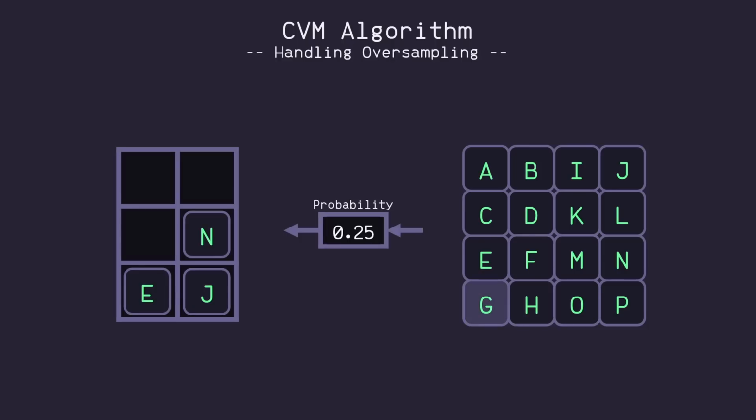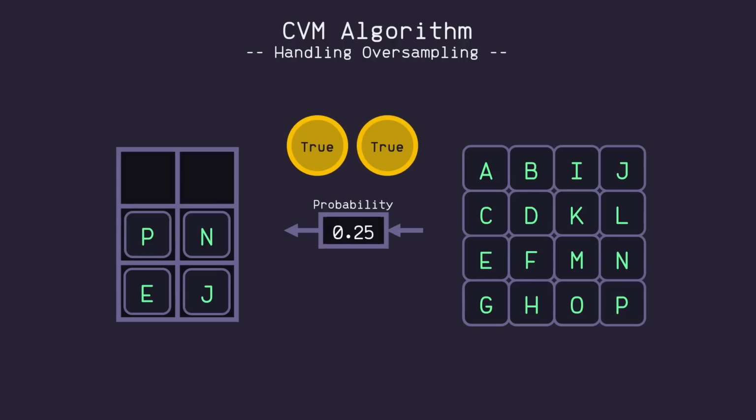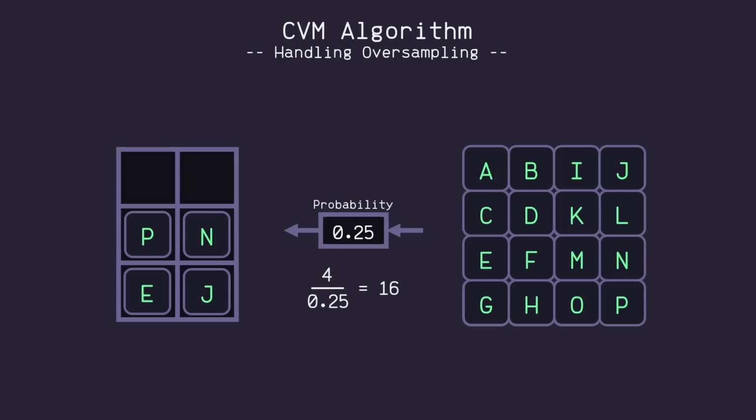Now we continue where we left off in our data stream. This time though, since it's a 25% probability, we now need to flip 2 coins and they both need to be true for the item to be added to the memory pool. Once we are finished going through our data stream, we can now calculate our approximation. So we have 4 items in our memory pool, we divide it by their probability of being there, and we get an approximation of 16.